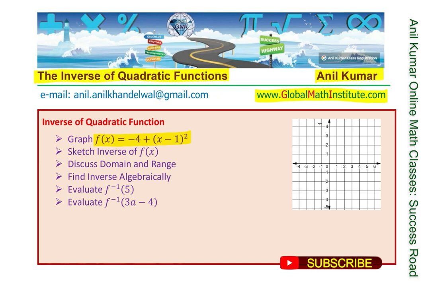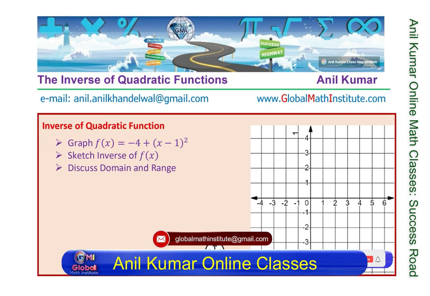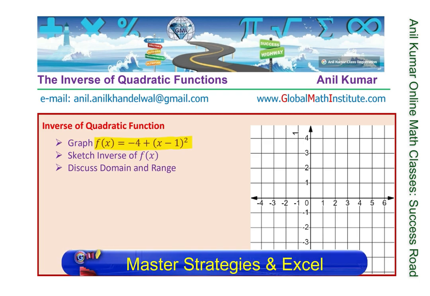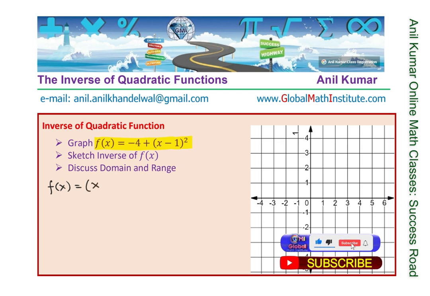So let's begin with the graph of the function itself. We have this graph paper for you, and we'll try to sketch the graph of the function f of x equals minus 4 plus x minus 1 whole square. Most of you know it, but just for continuation, it's a recap. Normally, you will write this as x minus 1 whole square minus 4, correct?